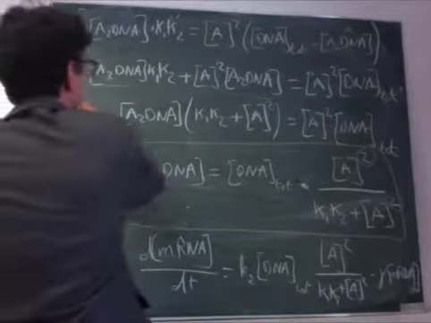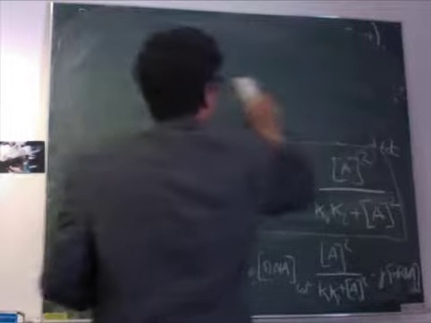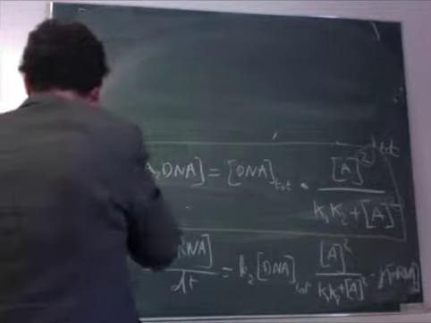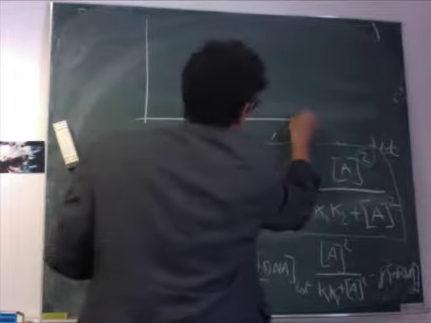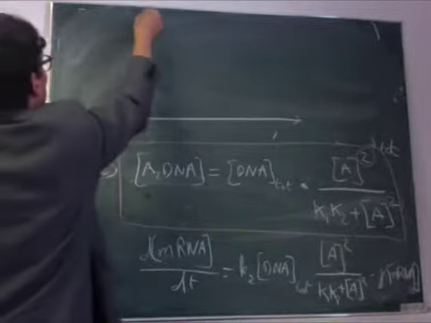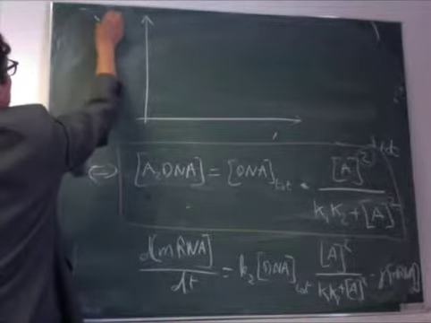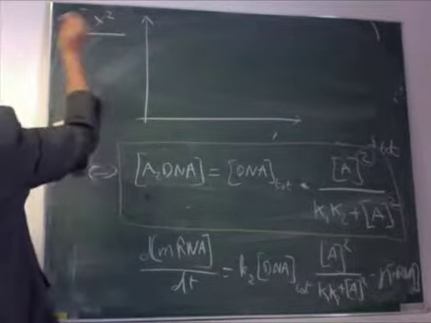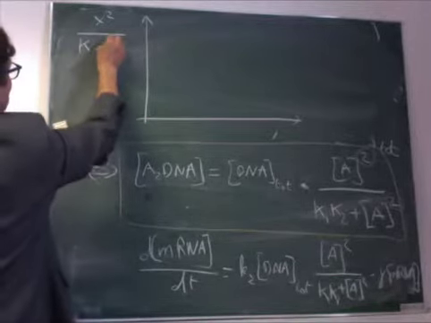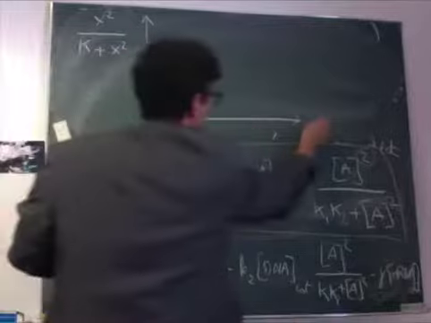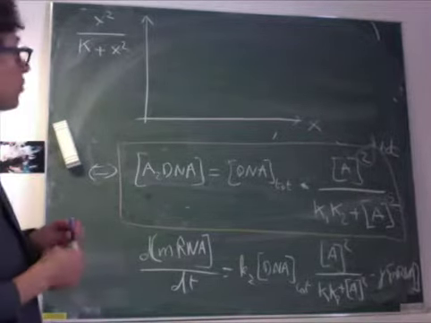Let us look. Each time that you have a function, you should get an intuitive idea of its behavior. So we have a function which is of the type x squared over some constant k plus x squared. How does this function behave?